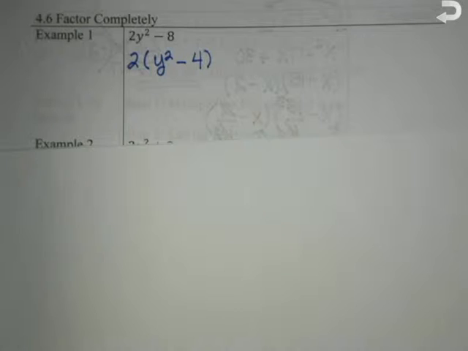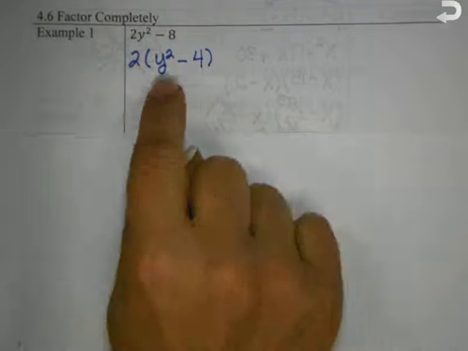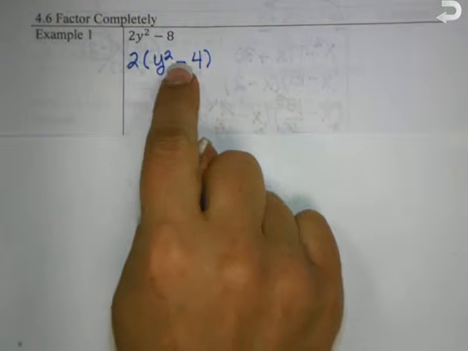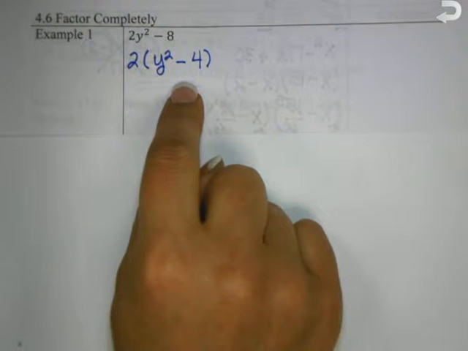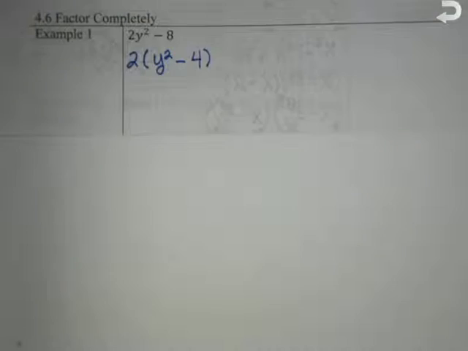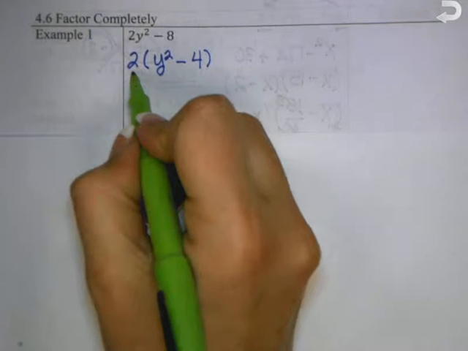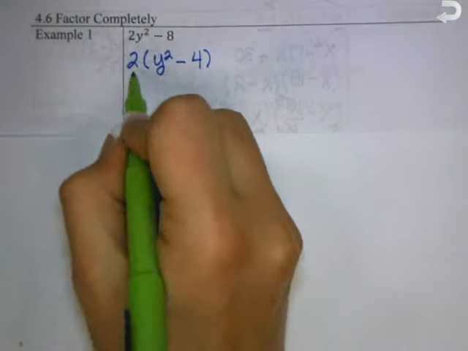Now let's see if you can figure it out. What does this one look like? Very nice. This is a difference of 2 squares. Look, y squared is a perfect square, and 4 is a perfect square, and they're being subtracted. So we're going to apply our difference of 2 squares rule. What happens to that 2 on the outside? It stays there. So we just bring it straight down.